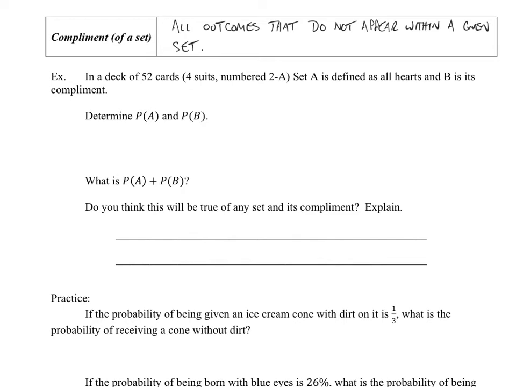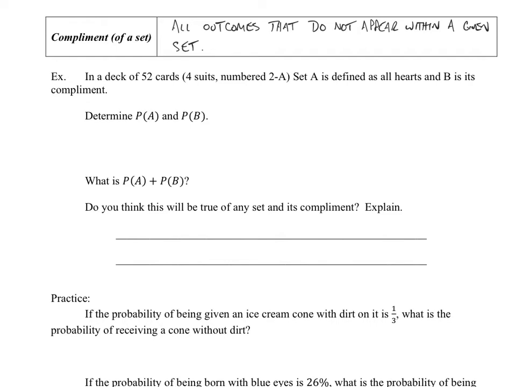So, for example, in a deck of 52 cards, it's just your standard deck of cards. If you don't know what cards are, this is a description of what cards look like. You got 4 suits: hearts, diamonds, clubs, and spades, and they're labeled numbers 2 through ace. So set A is defined as all hearts, and B is its complement. It's asking to determine the probability of A and the probability of its complement, which is B.